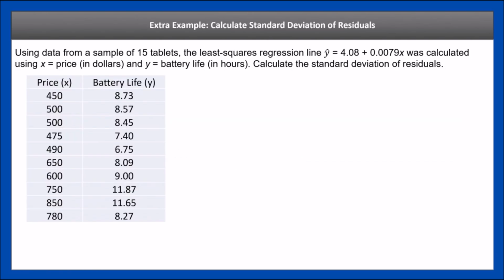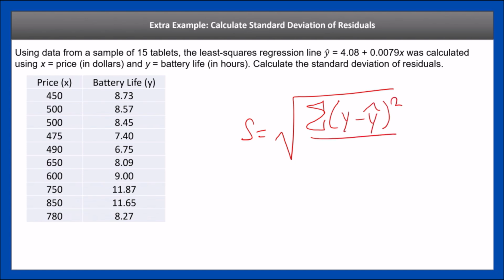All right, now we're going to show you how to calculate the standard deviation of residuals. Remember, the formula for that is the square root of the sum of the residuals squared divided by n minus 2. So we got to find the y hat, which we've already done in the previous slide. We got to find the residuals, right? We already know what the residuals are. We found this earlier when we did the residual plot. And then I got to square them and then add them, right? Then divide by n minus 2 and then do the square root, obviously.